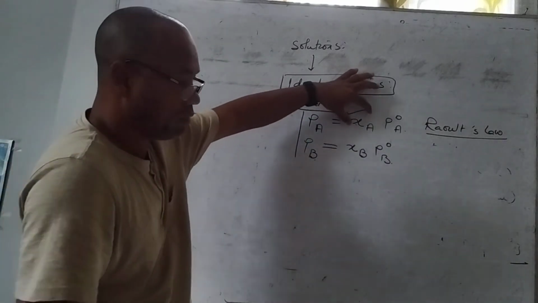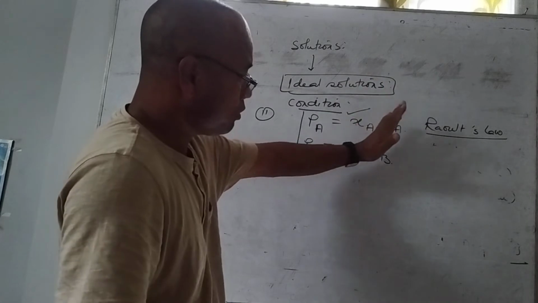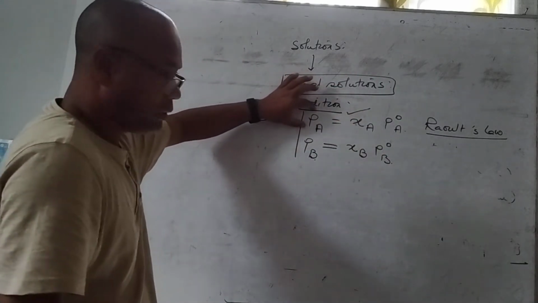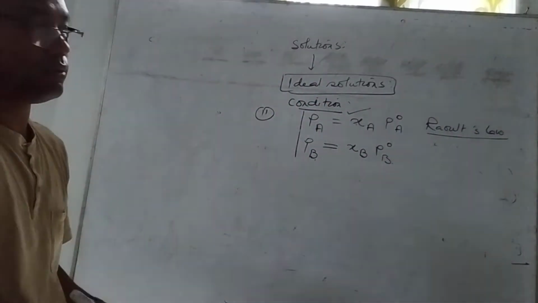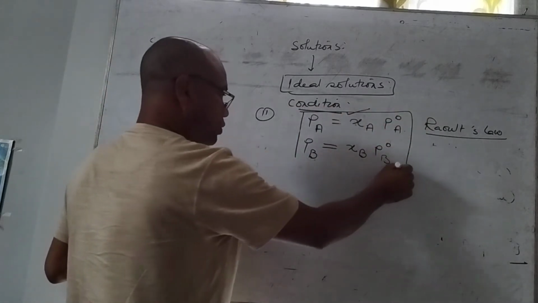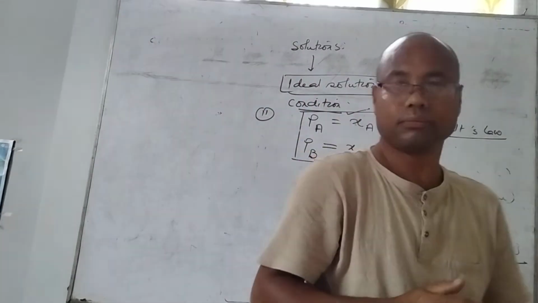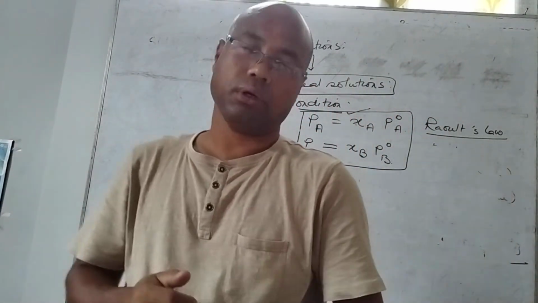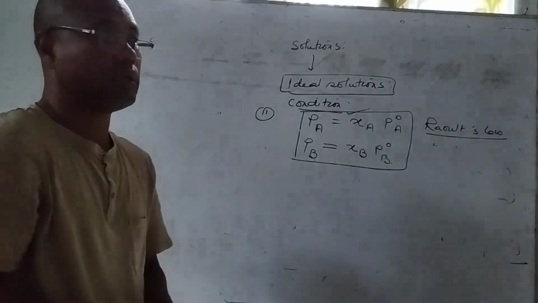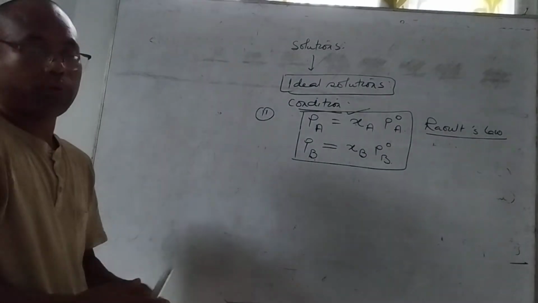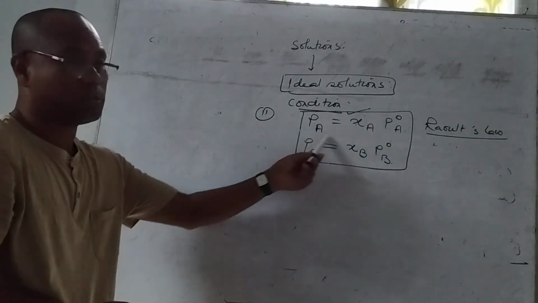When we have the mole fraction of component A and the vapor pressure of component A in the pure state, and we do the calculation, the vapor pressure of component A in the solution should be equal. It should not be different. That type of solution is what we call the ideal solution. That means an ideal solution obeys Raoult's law under any condition of temperature and concentration. Whenever you change the concentration of any component, or change the temperature, that solution obeys Raoult's law.